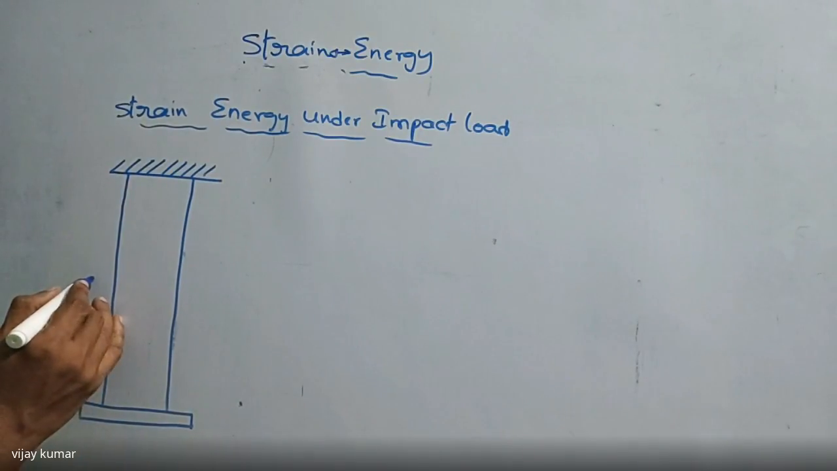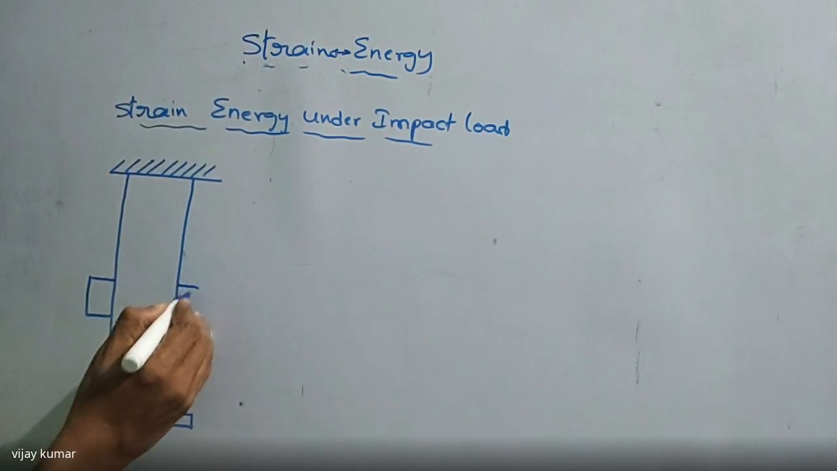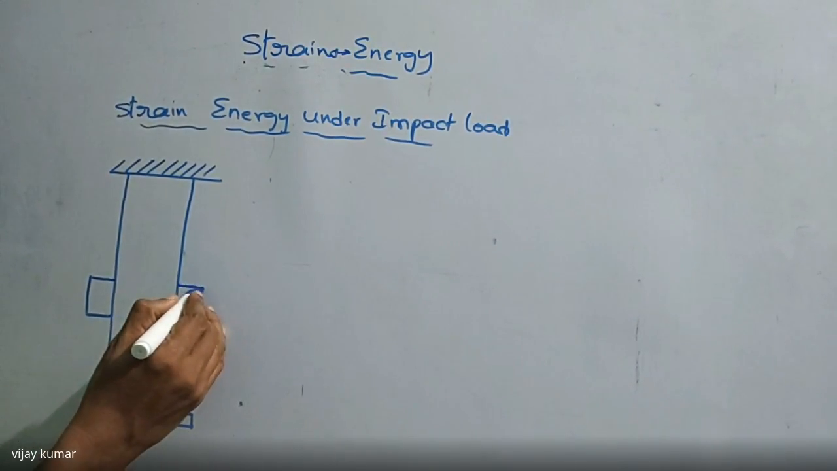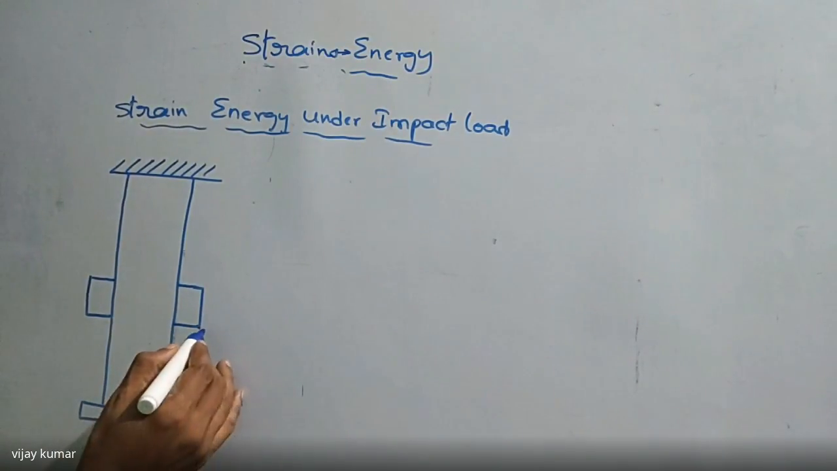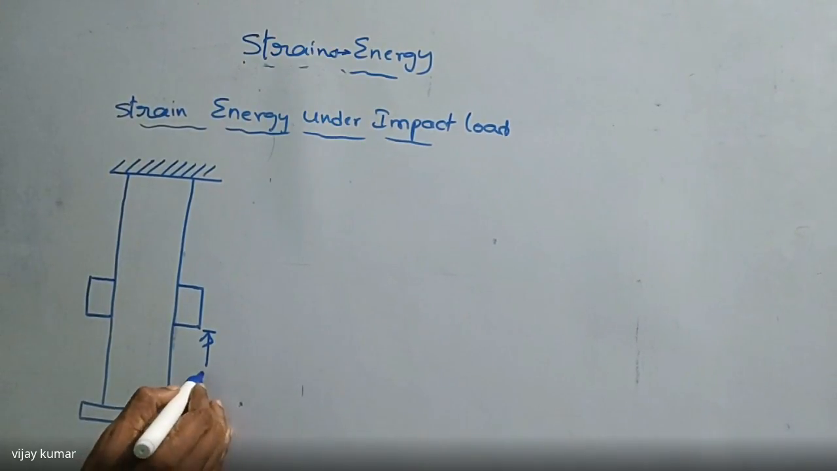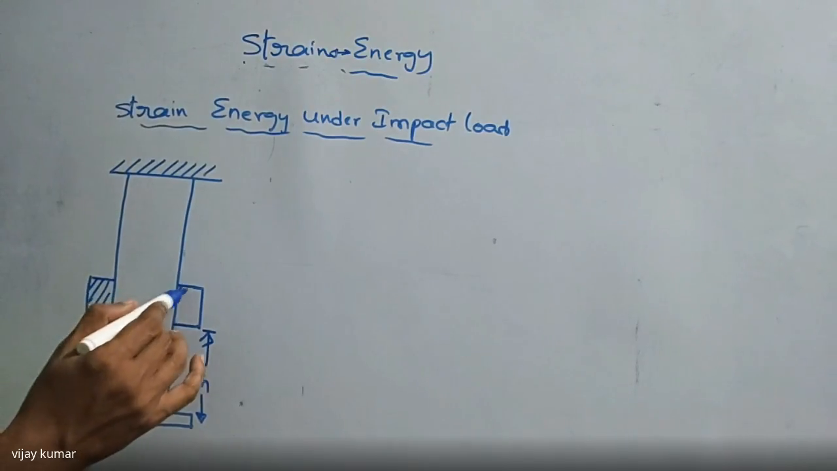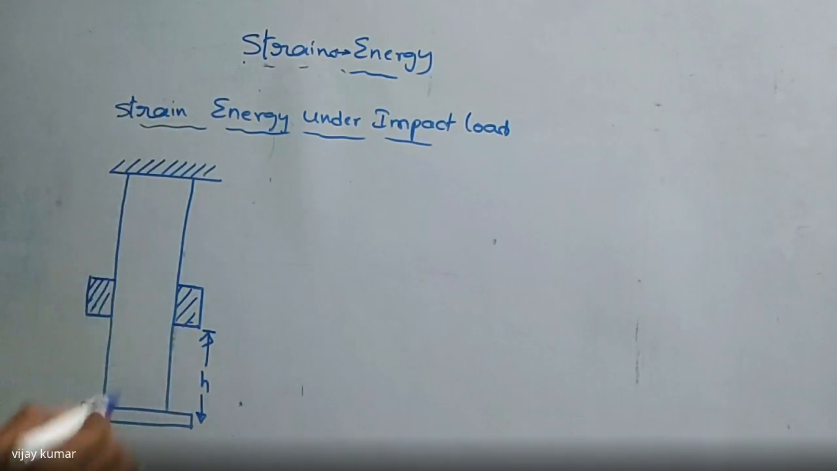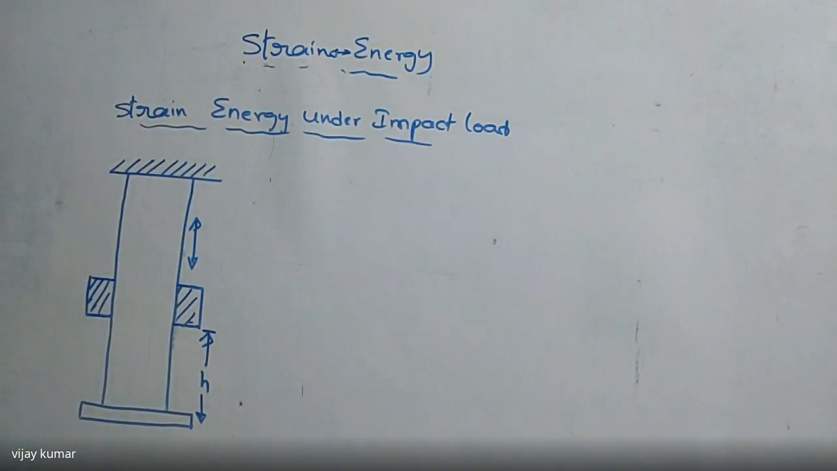Here I am taking the weight P, which is sliding on this bar at a height of h from the bottom plate of this bar. It can move up and down if you release it. So if you release it at a height of h, it can move from this point.